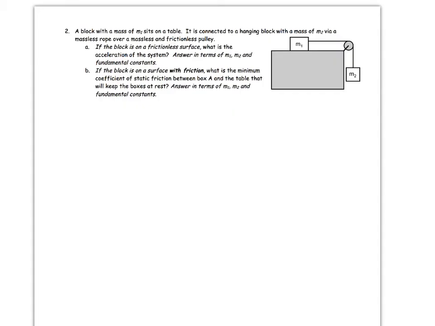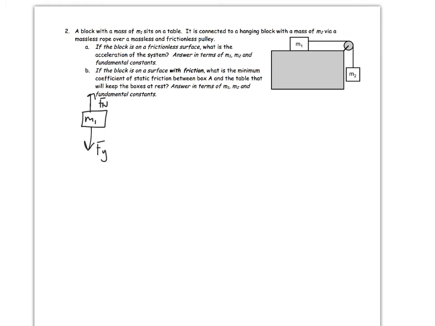Moving on to the next one here, I'm going to start once again by setting up a free body diagram showing the forces on each object. You can, of course, always treat this as a system. That method works just as well, but I'm going to do the individual one for this particular problem.